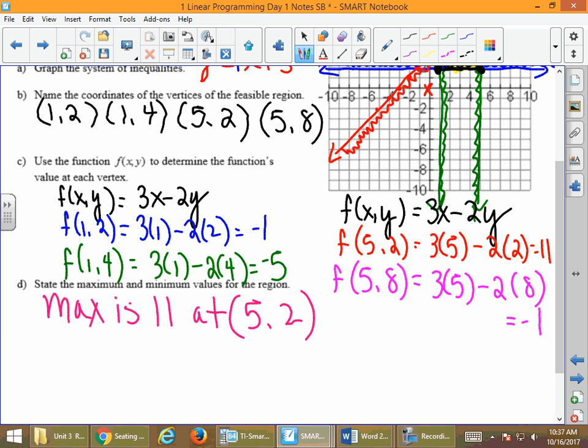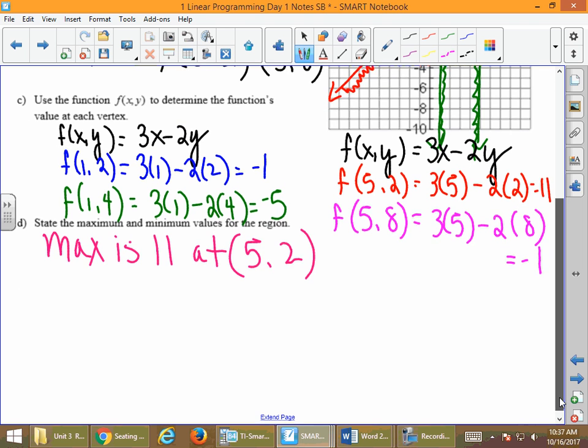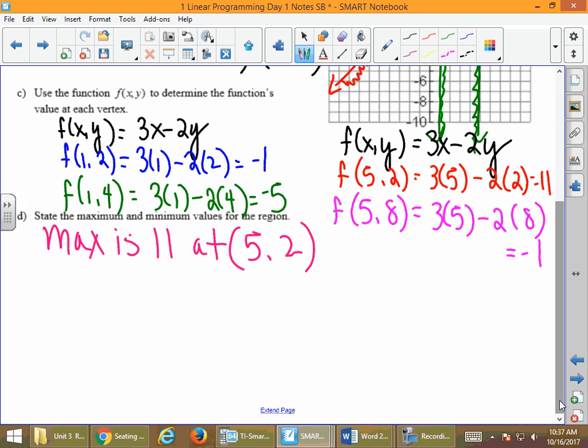The minimum is the smallest value between negative 1, negative 5, 11, and negative 1. Remember that negative 5 is smaller than negative 1 because it's farther to the left on the number line. So negative 5, we got that value from the ordered pair 1, 4. By the way, if it happened that negative 1 was the smallest value, we would have 2 minimum values in this problem. It didn't work out that way, but you could have 2 minimums or 2 maximums for that matter.